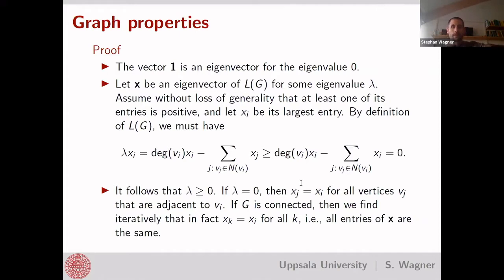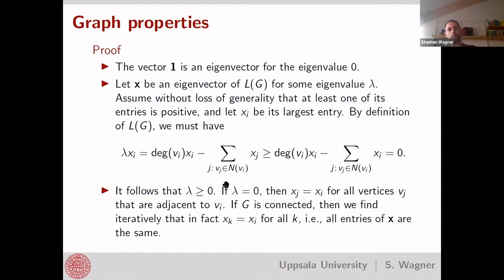Then I can play the game again with the neighbors of vi. So the entry associated to vi is the same as the entry in the neighbors, is the same as the entry in the neighbors of the neighbors, and so on. And so in this way, I can spread out across the entire graph, at least if the graph is connected, by just iterating this idea. And I find that, in fact, all the entries of my vector must be equal to xi.